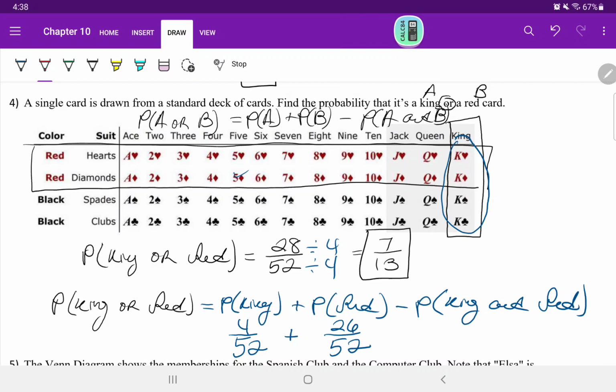Minus. See, this is why we need to use the addition rule, because now we can account for the overlap. The probability that the card is a king and it's red. And means intersection. Where do the two events intersect? They intersect right here. Those are red kings. There are 2 red kings. So that's minus 2 out of 52.